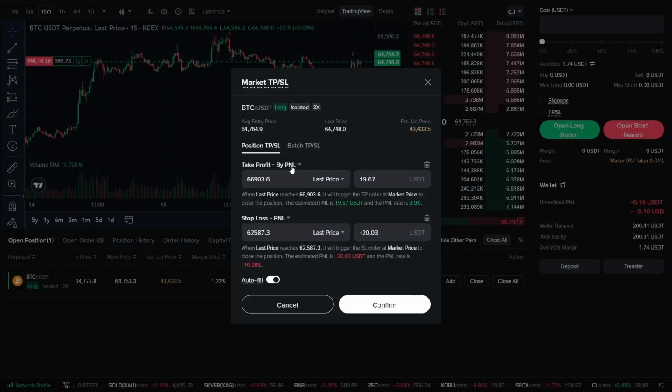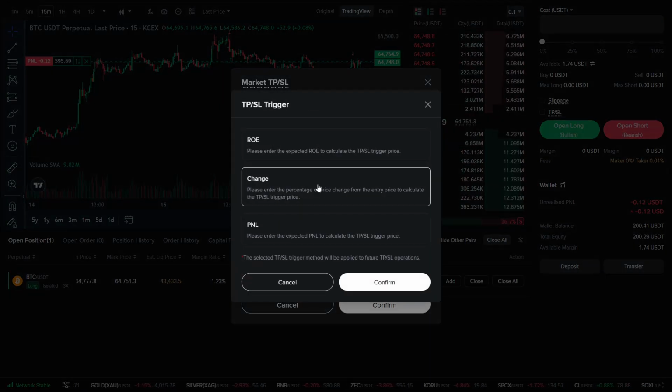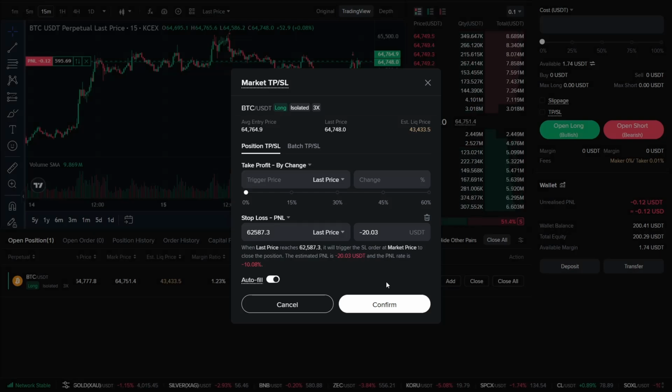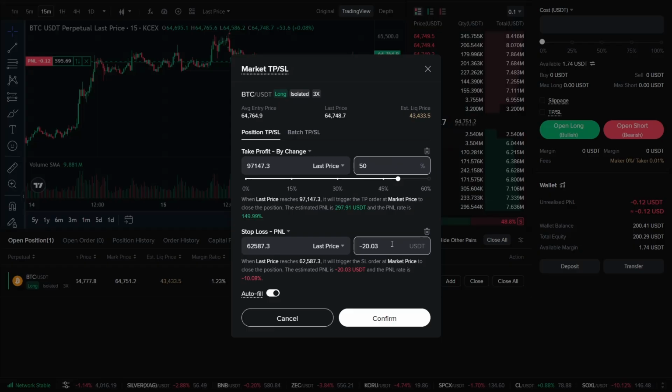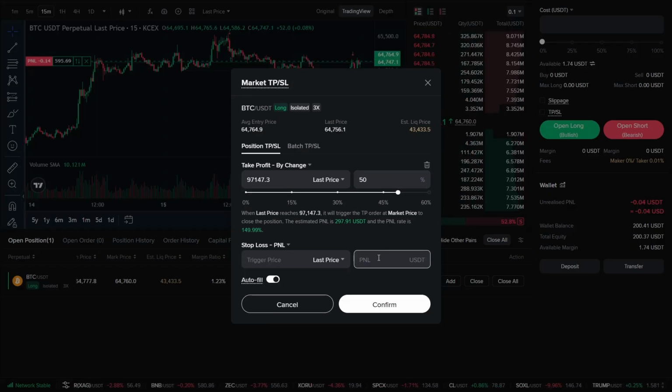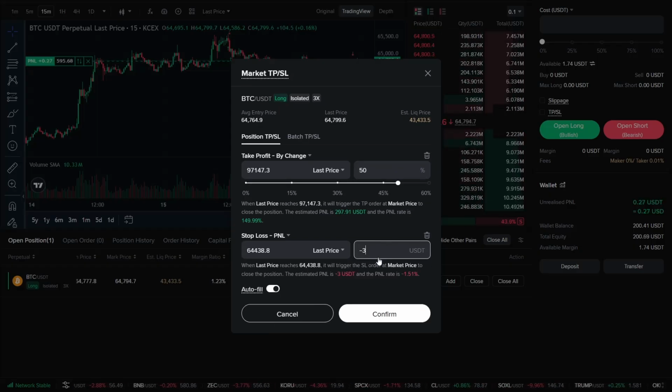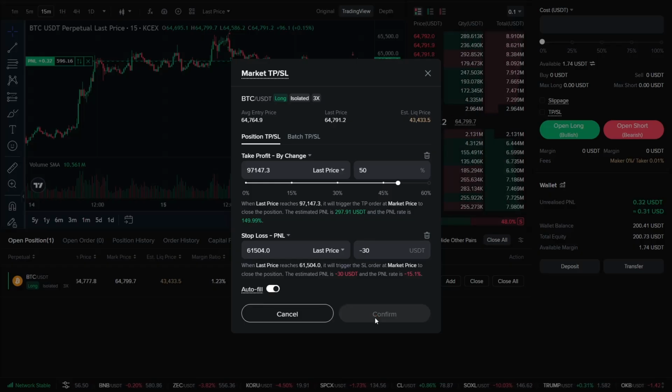We again can decide how we want to set our take profit and stop loss. This time we are going to set it by change percentage. I'll be happy to exit my position if Bitcoin goes up 50%. And on the downside, I want to protect my position if Bitcoin goes down 30%. And we can confirm these orders.